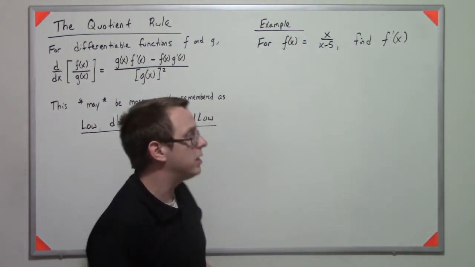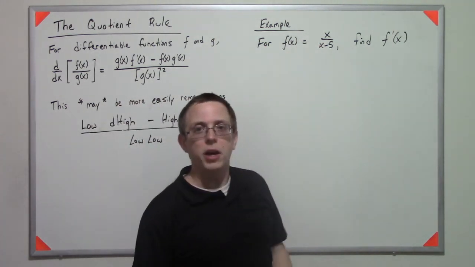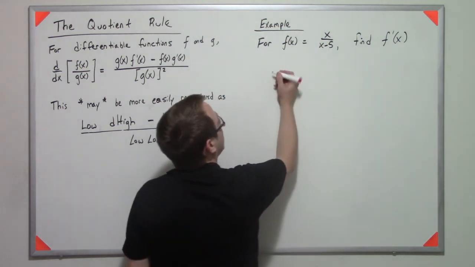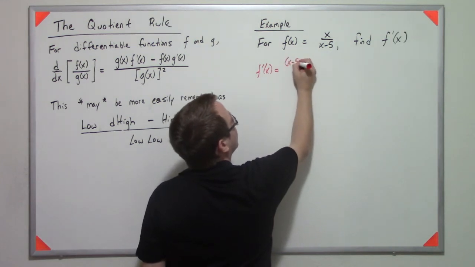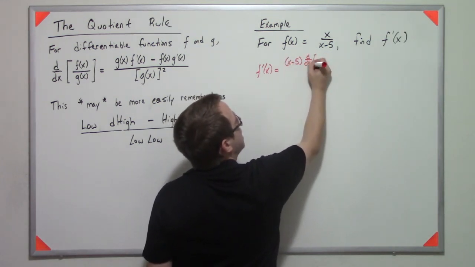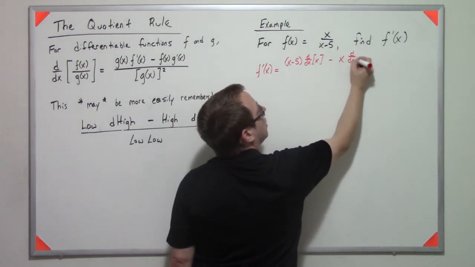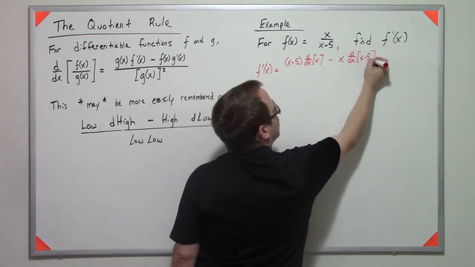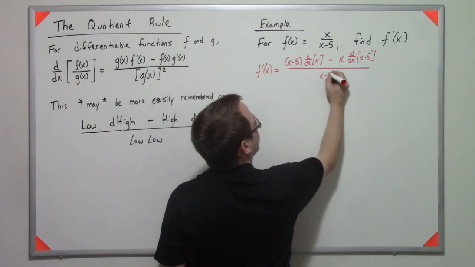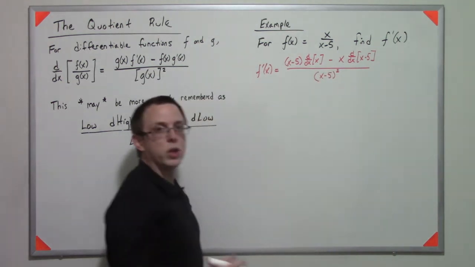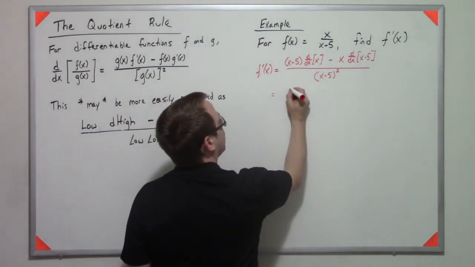So using that as an example here, I have some function. So I have a numerator and a denominator. So what I'm going to do is I'm going to say f prime of x is equal to low d high minus high d low over low low, so that's squared.